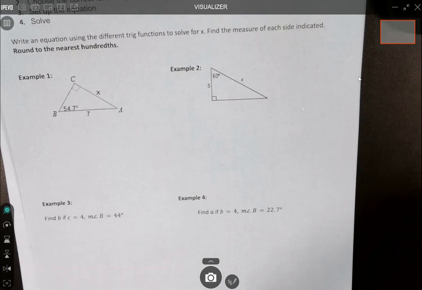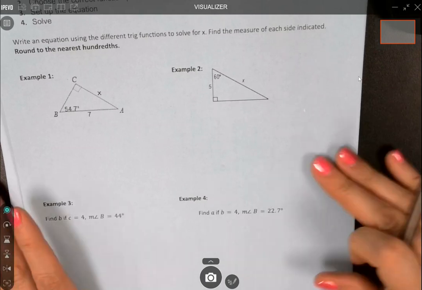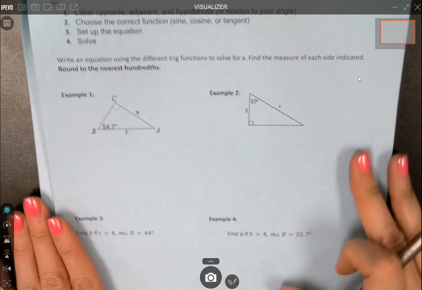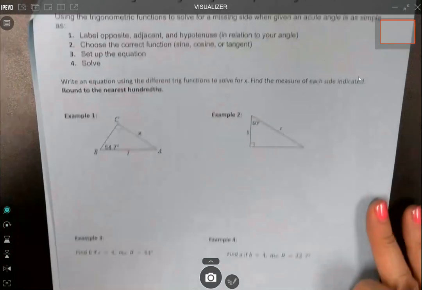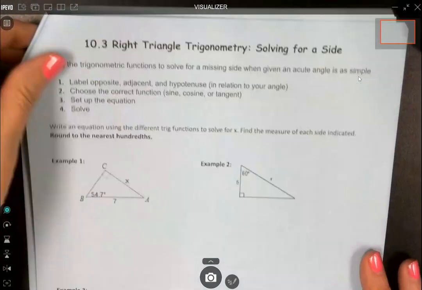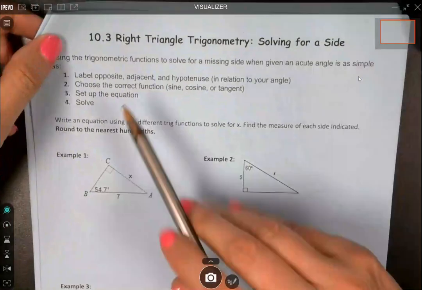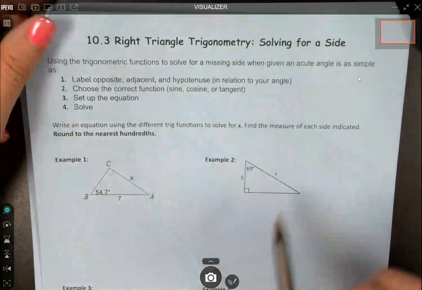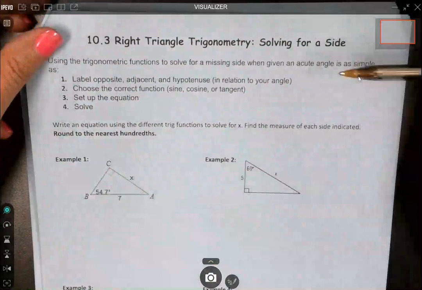Hey guys, today we are going to continue on with our trigonometry unit, and we are going to learn how to solve a side in a right triangle. Okay, so open up to 10.3, right triangle trig, solve for a side.